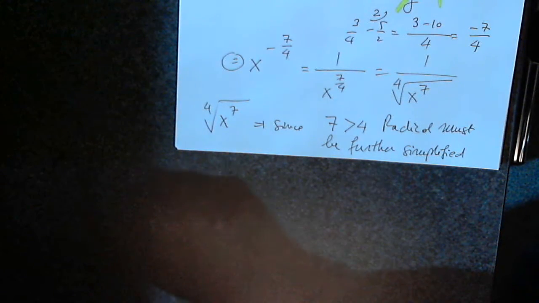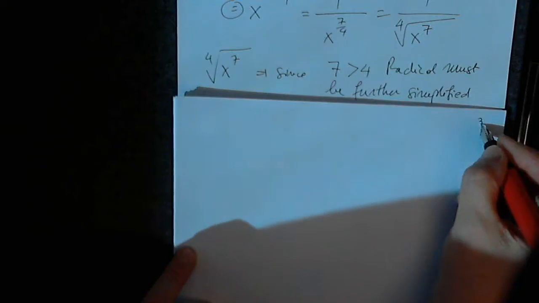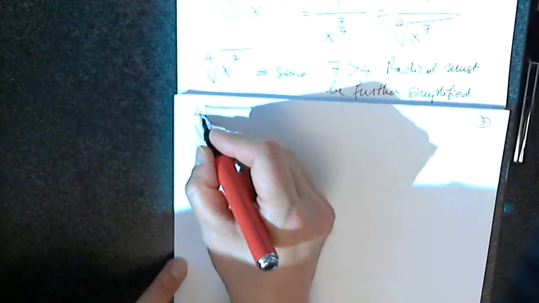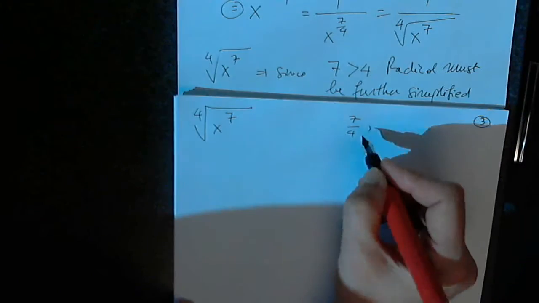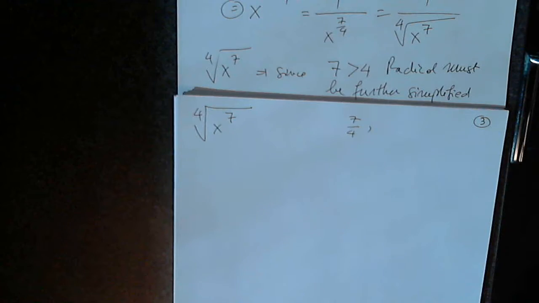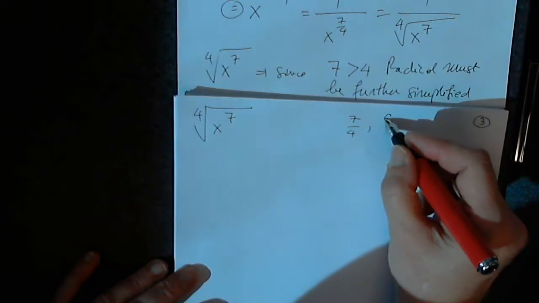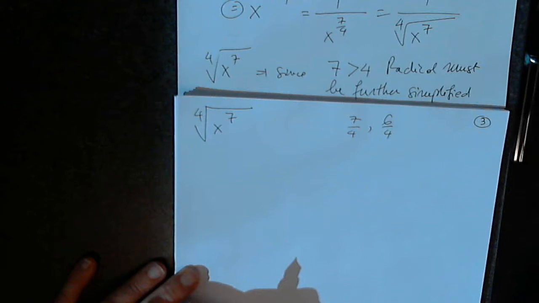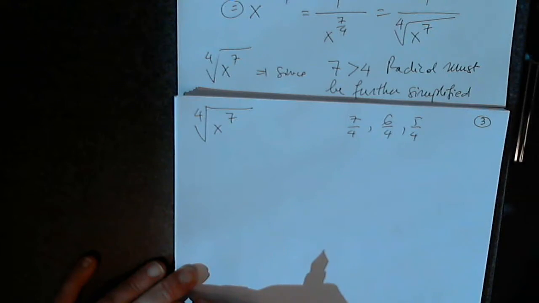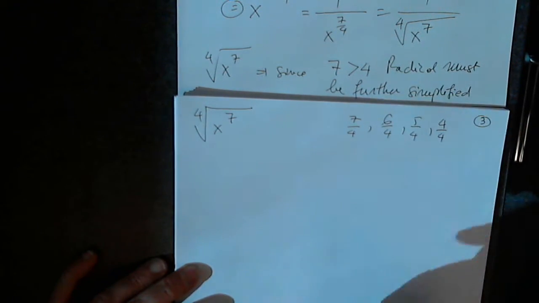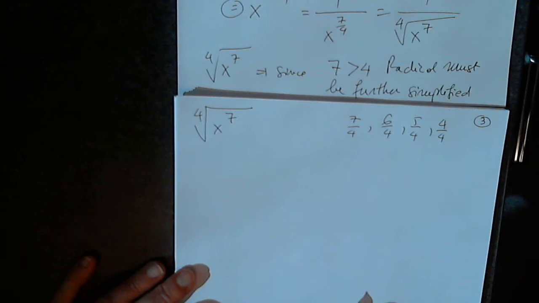Although this particular section does not deal with this, I would like to address it right now. Okay. So let's look at the 4th root of x to the 7th power. 7 over 4. Is 7 divisible by 4? No. I go back 1. Is 6 divisible by 4? No. I go back 1. Is 5 divisible by 4? No. But when I get to 4 over 4, is that something that I could get an integer out of?